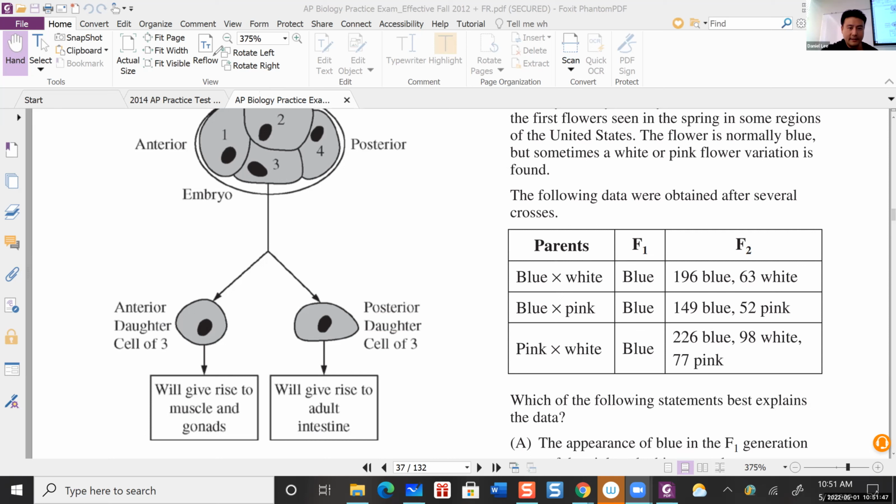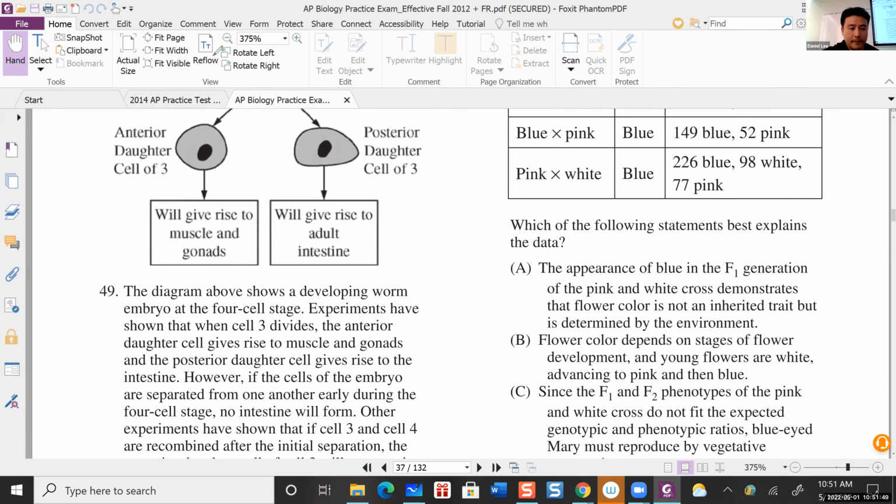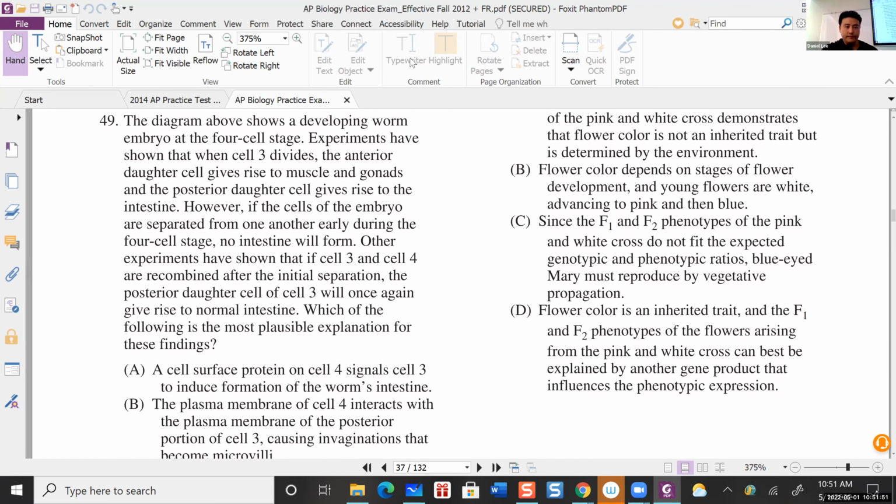All right, so let's continue with the reading. So, I'm going to highlight the important stuff. So again, when cell 3 divides, anterior becomes muscle and gonads, and the posterior becomes intestine. However, if the cells of the embryo are separated from each other early, no intestine will form. So if you take them apart, separate from each other, the posterior portion will not become intestine.